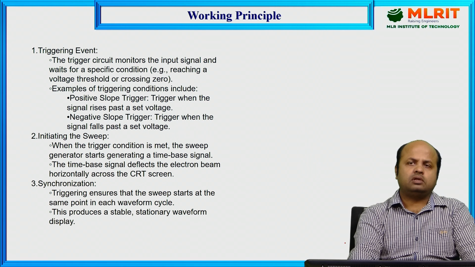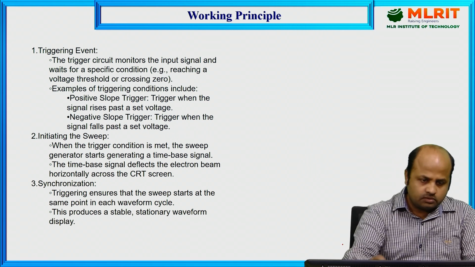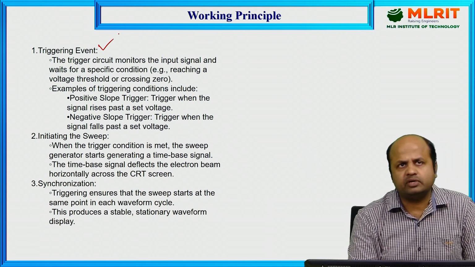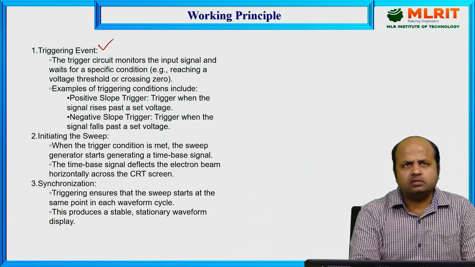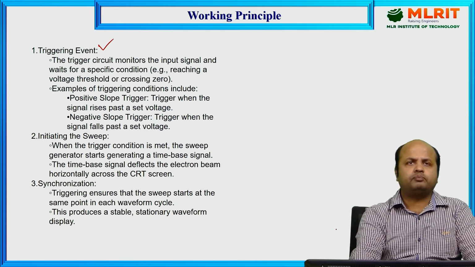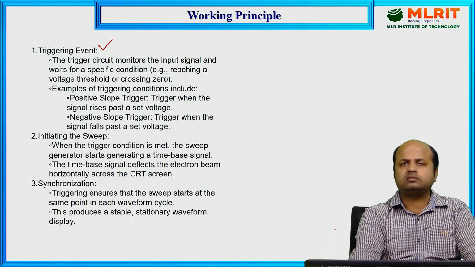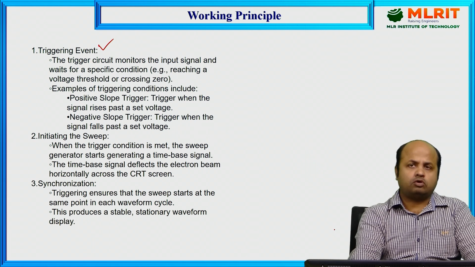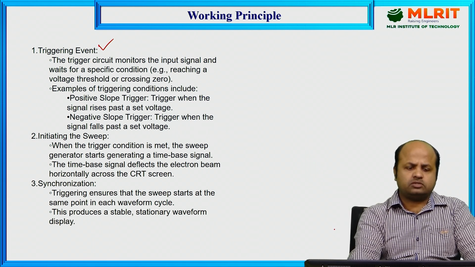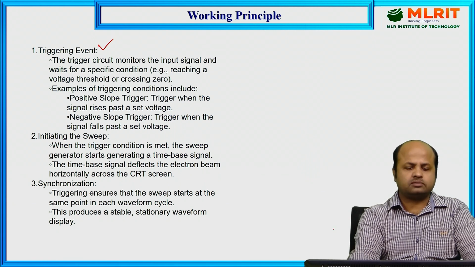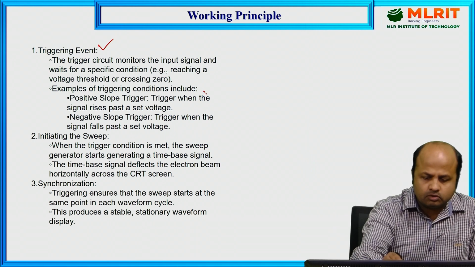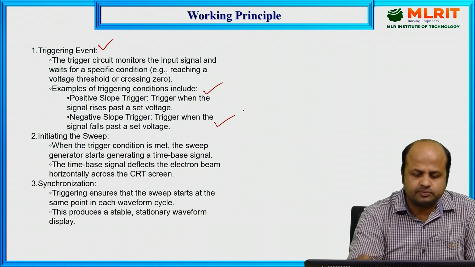Working principle. Let us understand the working principle of triggered sweep CRO. So we have the triggering event. This triggering event will monitor the input signal and wait for specific conditions, such as reaching a voltage threshold or crossing zero. Already in the UJT I discussed that when the capacitor charges to a threshold condition, the triggering event starts. So we have positive slope trigger and negative slope trigger.